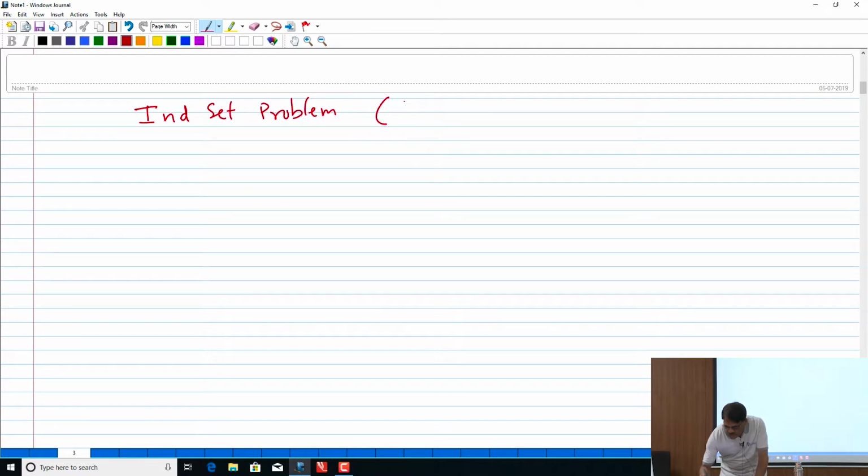So, we will come back to that reduction now. Let me now use the independent set problem, where given an input G and K, you want to know whether there is an independent set of size K. And we already have seen that there is a reduction from this problem to vertex cover.